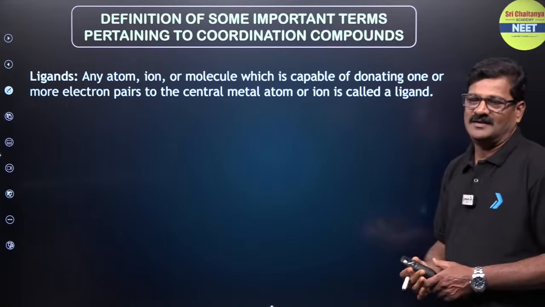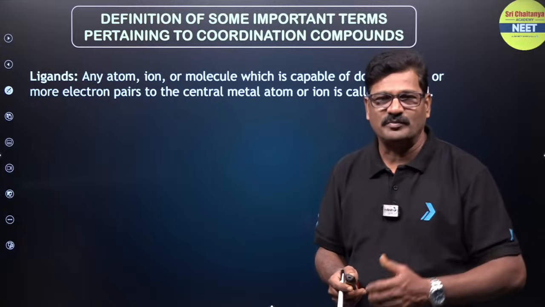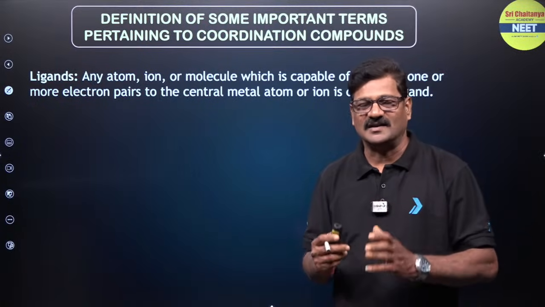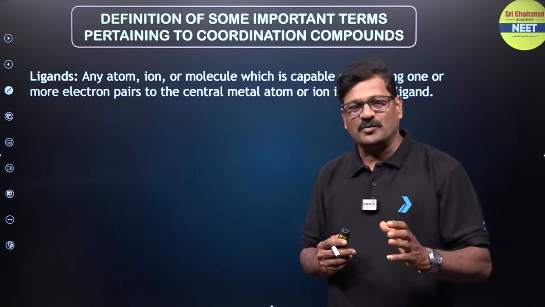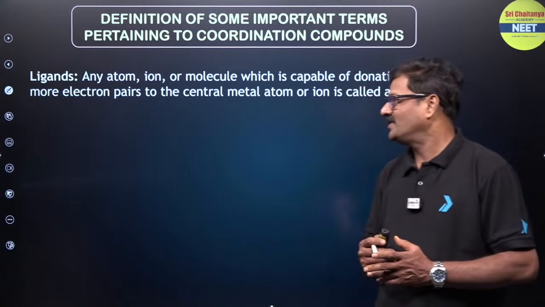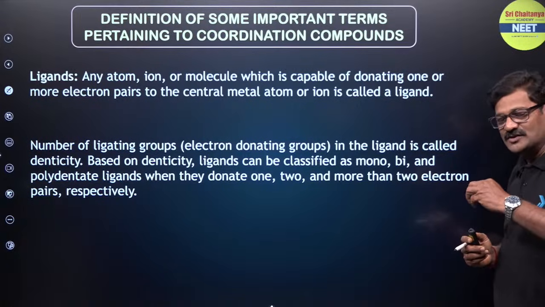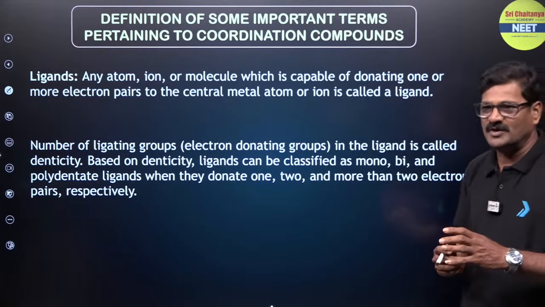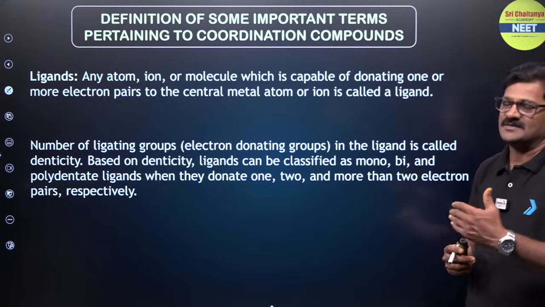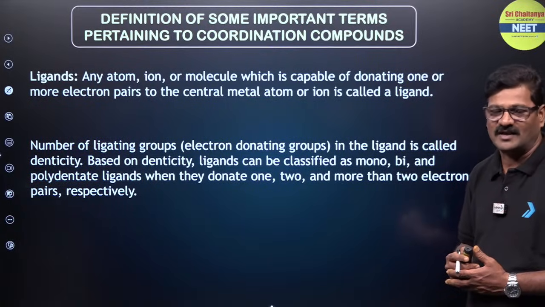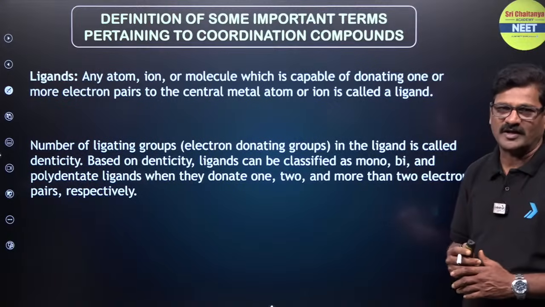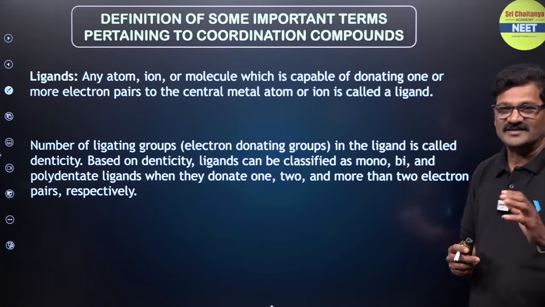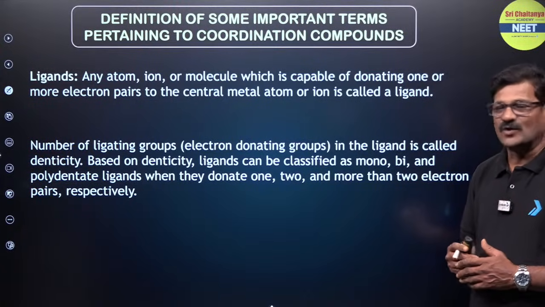Ligand: a species which can donate a lone pair of electrons to the central atom and forms a coordinate covalent bond is said to be a ligand. Coordinate covalent bond is also said to be a dative bond. The number of ligating groups attached to the central atom is called the coordination number. Depending on the number of donor atoms in the ligand, it is monodentate, where one dative bond can be formed, bidentate, tridentate, tetradentate, hexadentate. EDTA is a hexadentate. That is called denticity.